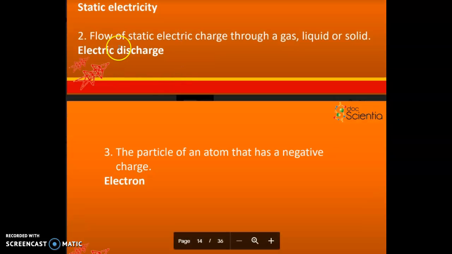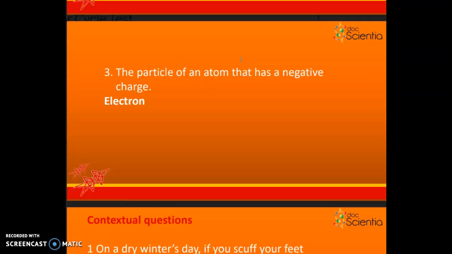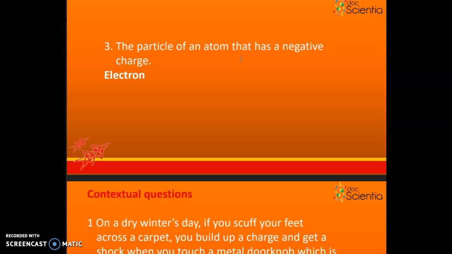Number 2. Flow of static electric charge through a gas, liquid, or a solid. This is called electric discharge. It is the flow of static electric charge through a gas, a liquid, or a solid. Number 3. The particle of an atom that has a negative charge. Name the particle of the atom that has a negative charge. It is the electron.